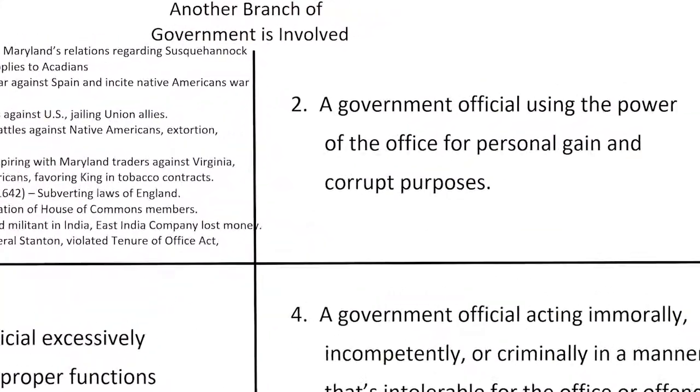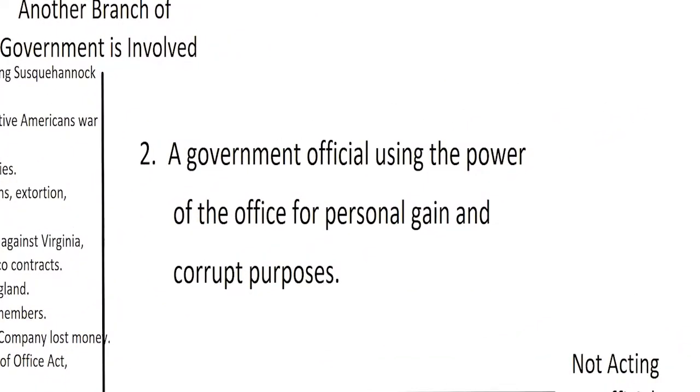What about our second category of impeachable acts? The category is called using the position for personal gain and corrupt purposes. There's still another branch of government involved, but the government actor isn't acting in official duties. At the core is the assumption that government officials should be acting in public interest and not personally profiting from a position of trust in government.